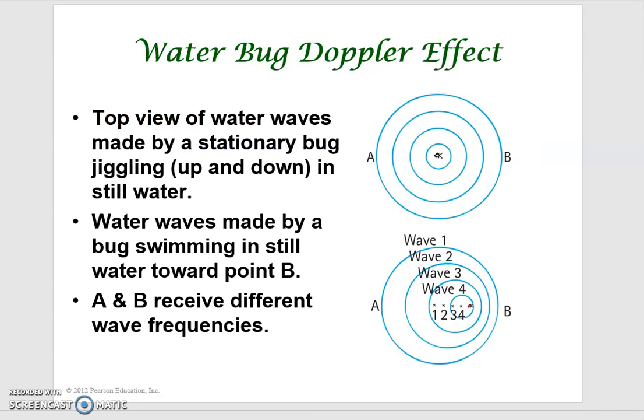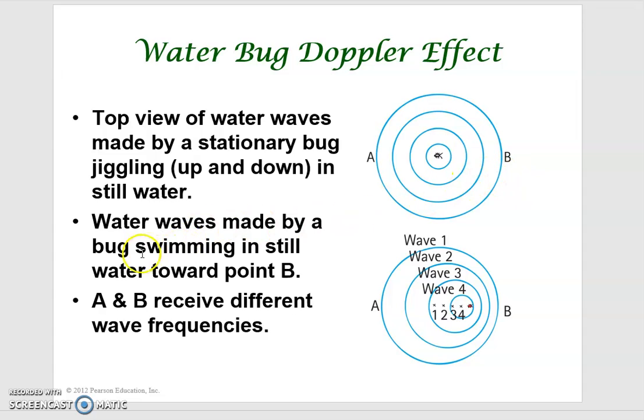So let's use this bug swimming in the water as an example. The top one is a stationary bug. He is just jiggling up and down. So you can consider it produces a source of waves propagating outward. And you have two observers, A and B. If the bug is just oscillating up and down, the wave propagated will be spherical outward. So the frequency measured by A and B will be the same.